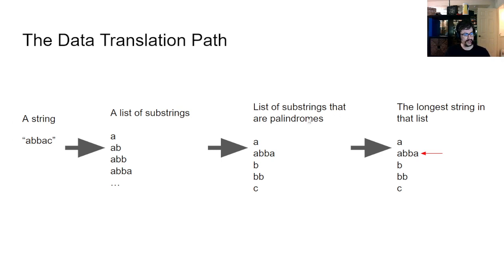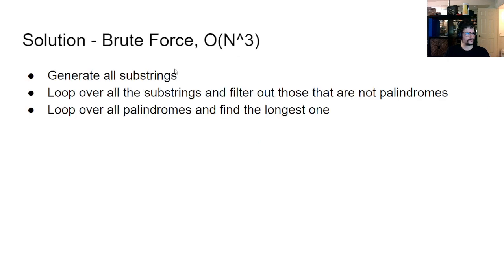So then once we have our list of substrings that are palindromes, we can just find the largest one, right? So let's see what our brute force solution looks like. This is going to be O of n cubed. This is a very bad solution.